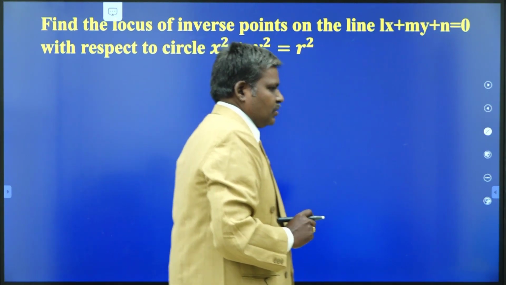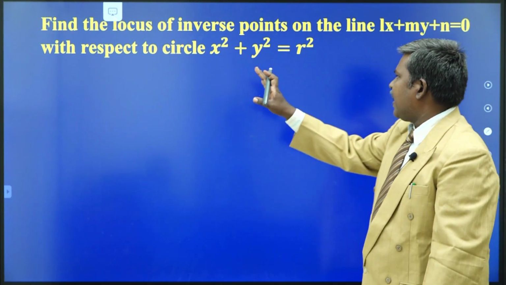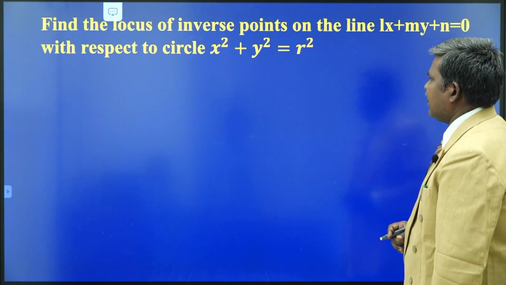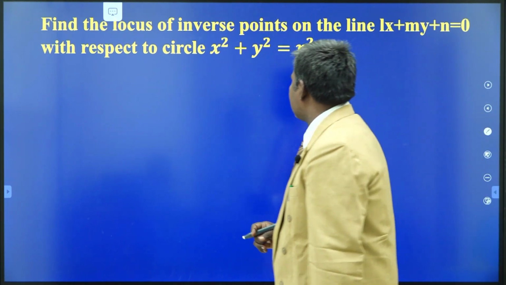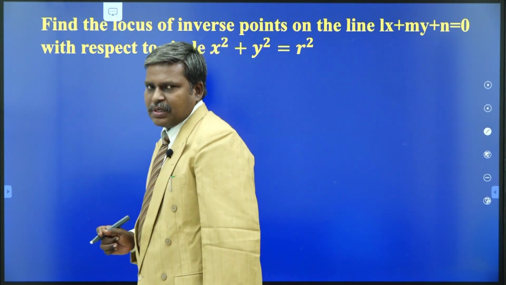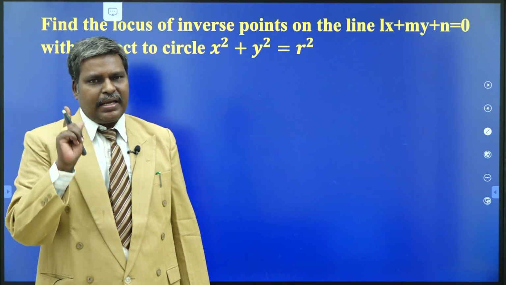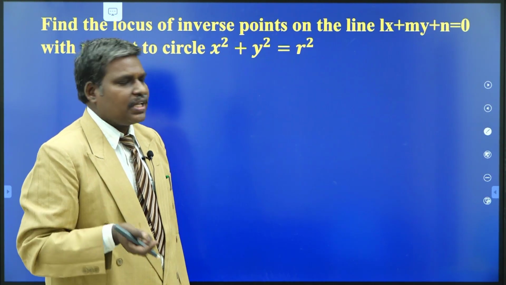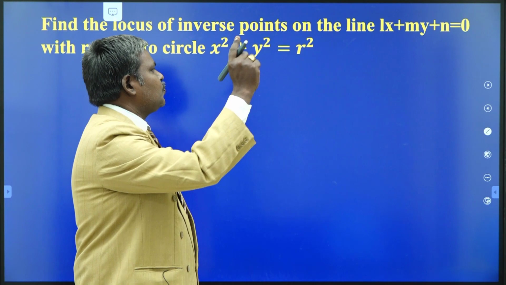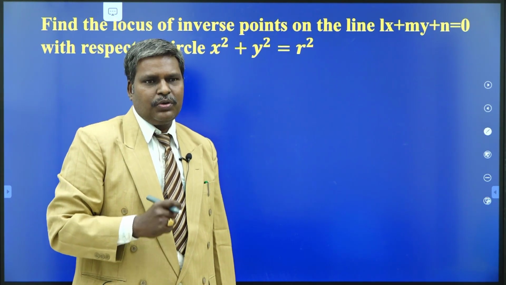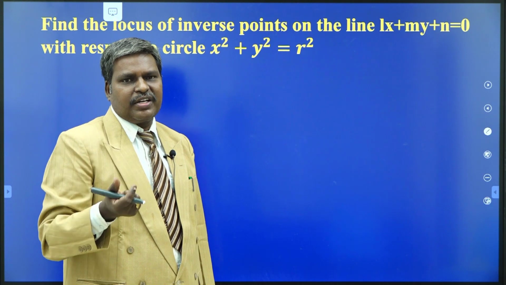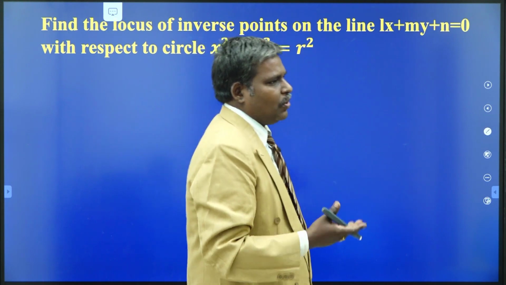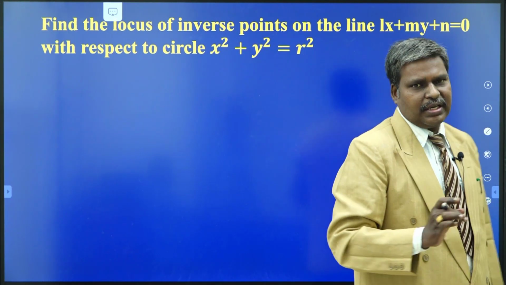See, this is the question, a very nice question. Find the locus of inverse points on the line Lx plus My plus n equal to 0 with respect to the circle x square plus y square equal to r square. If there is a point, there exists one inverse point to that point with respect to the circle. Why are the inverse points varying here? Some point is moving on the line Lx plus My plus n equal to 0. For every position of that point, there exists one inverse point with respect to the circle. You collect all such inverse points, you get some locus, that you have to find out here.